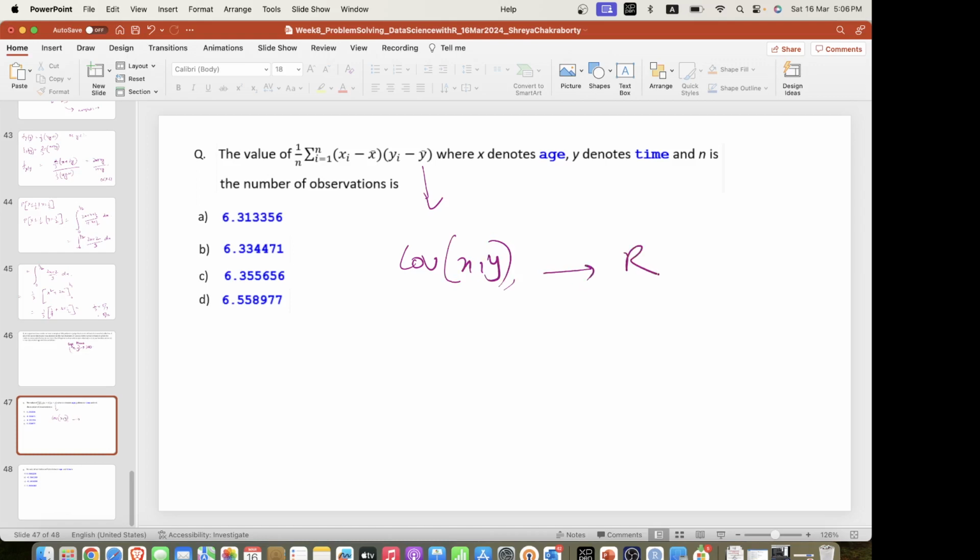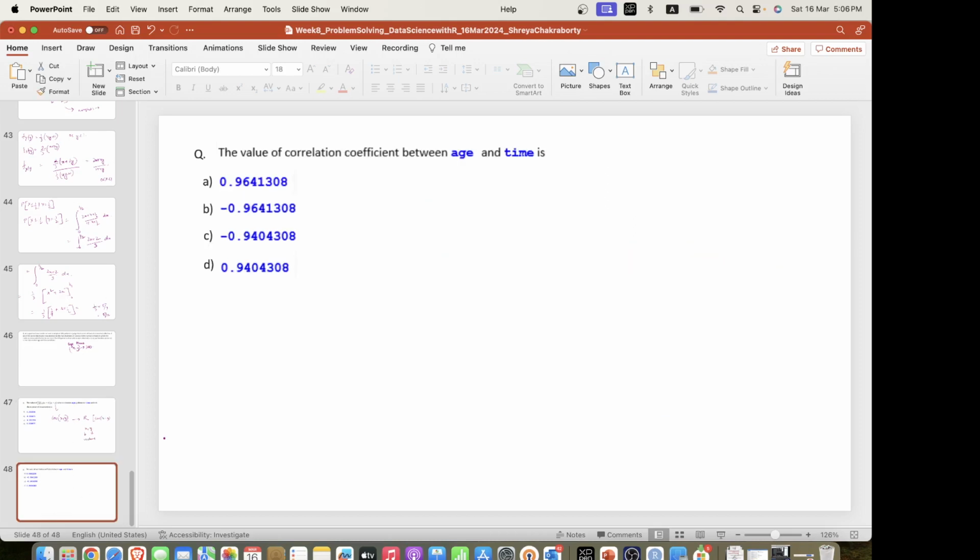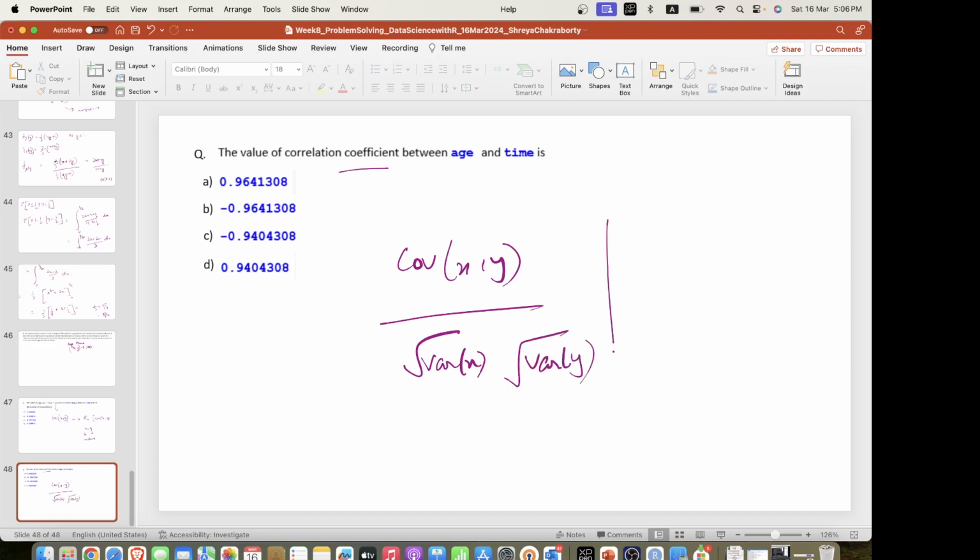So you just go to R and calculate the covariance of x and y, where you enter x and y as vectors, and you would get the answer. And if you want the value of the correlation coefficient, it is covariance of x and y divided by root of variance of x times root of variance of y. You can either calculate this, or you can just calculate the correlation between x and y in R directly, and you would get the answer. Okay?